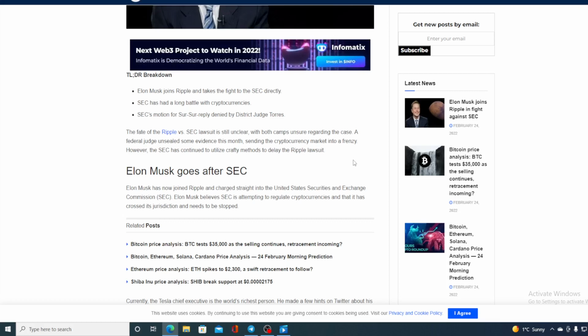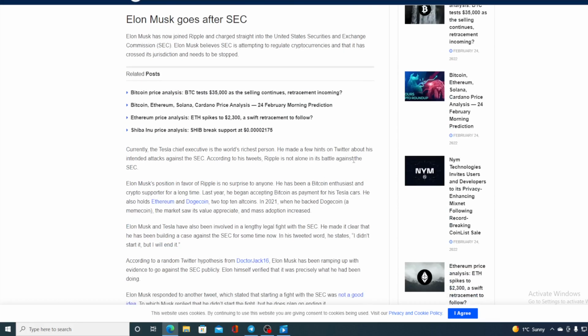Elon Musk believes that the SEC is attempting to regulate cryptocurrencies and that it has crossed its jurisdiction and needs to be stopped. Currently, the Tesla chief executive is the world's richest person. He made a few hints on Twitter about his intended attacks against the SEC. According to his tweets, Ripple is not alone in the battle against the SEC. Elon Musk's position in favor of Ripple is no surprise to anyone.